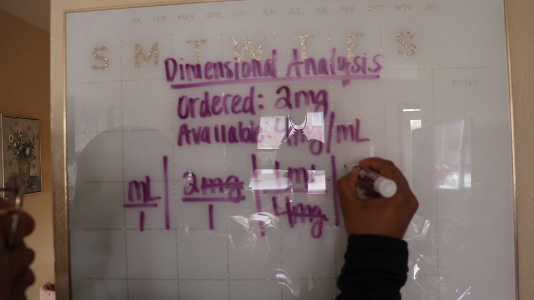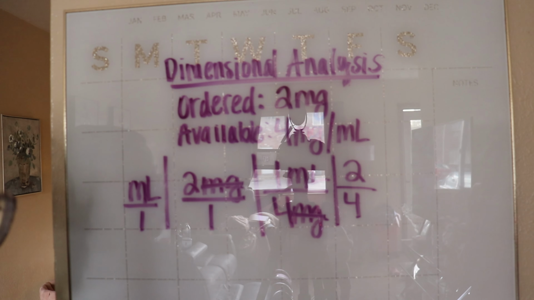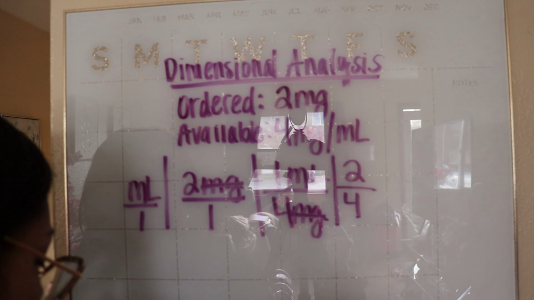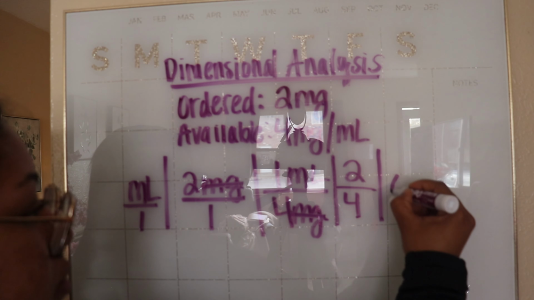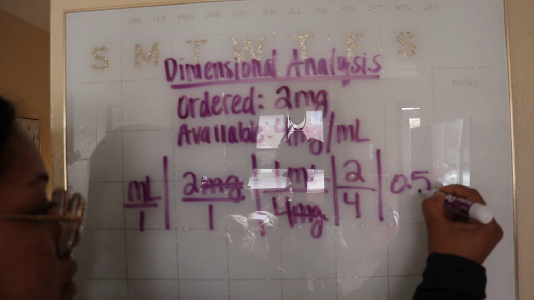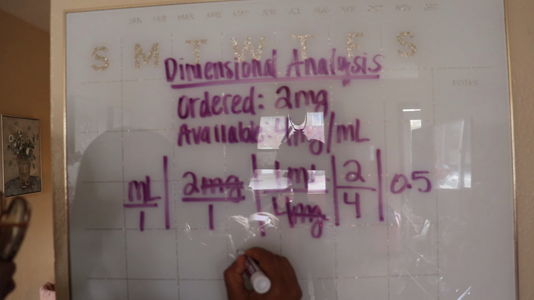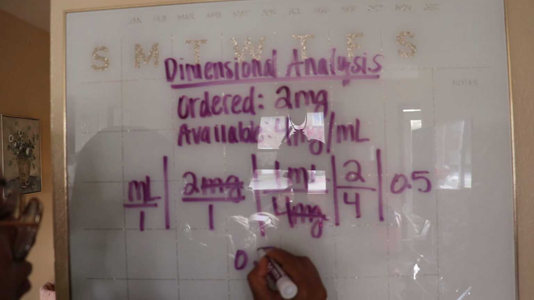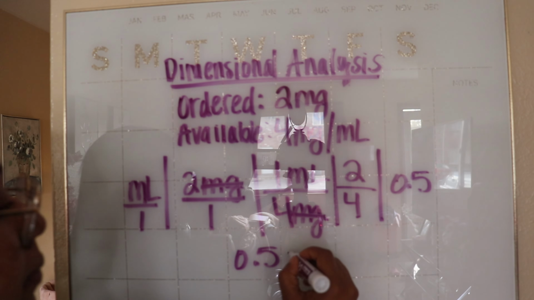And when you go through and do the math, you have the 2 over the 4, and 2 over 4 equals 0.5. And that is how much the nurse is going to give. So the nurse is going to administer 0.5 mLs of lorazepam to this patient.